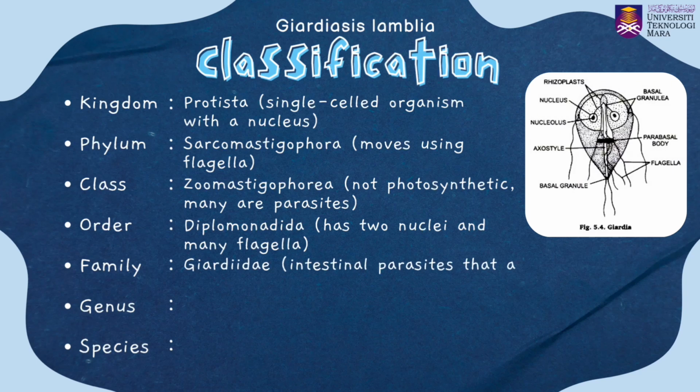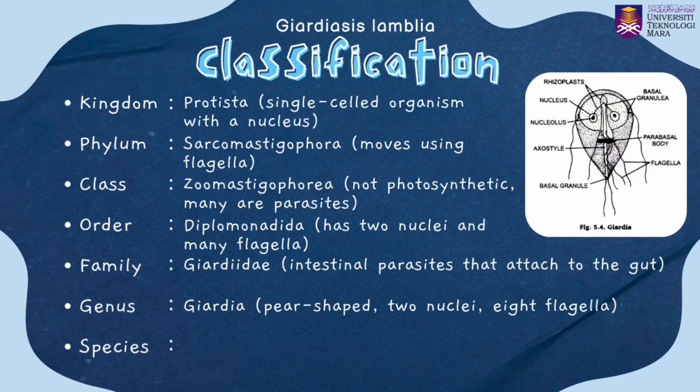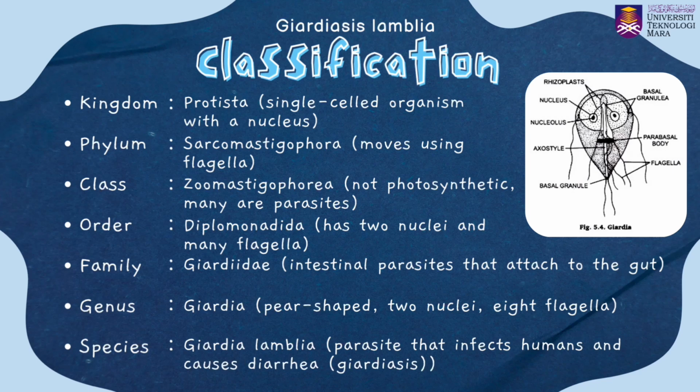Family Giardiidae, intestinal parasites that attach to the gut. Genus Giardia, has a pear shape, 2 nuclei and 8 flagella. Species Giardia lamblia, parasites that infect humans and cause diarrhea, for example giardiasis.